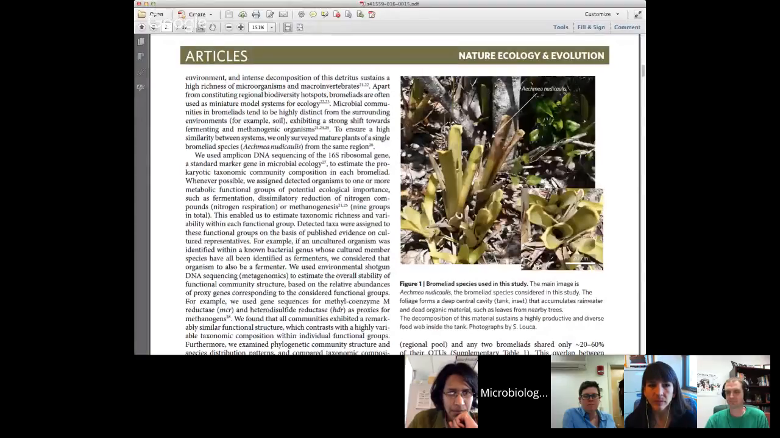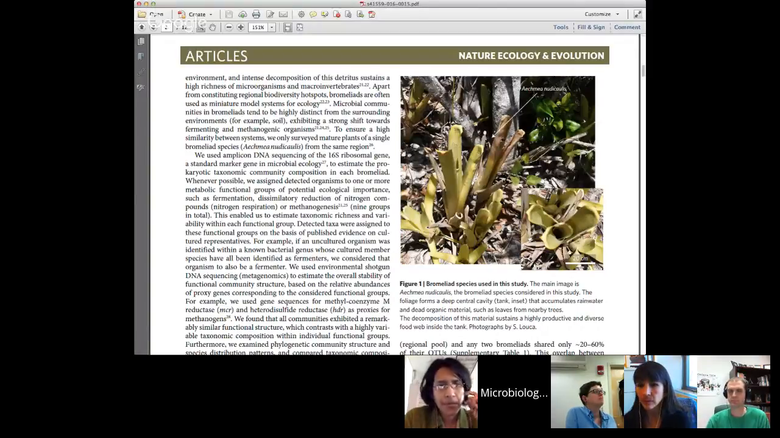So maybe the way we'll start is to talk about what exactly they are looking at. They are looking at these bromeliad plants. I am not a botanist to any degree, so I'm not going to claim to know anything about this, but let me share my screen and show a little picture. There we go. That is your bromeliad, an example of one of the bromeliad species that they used in this study. There are many different types of bromeliads, but I think they only looked at this one species.